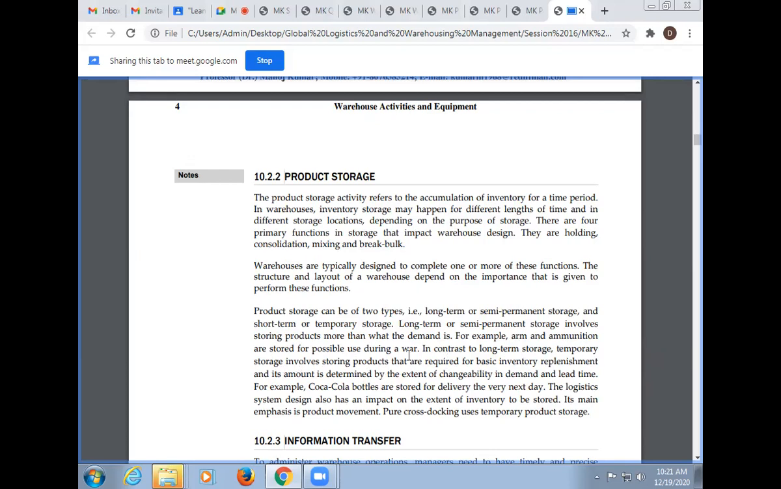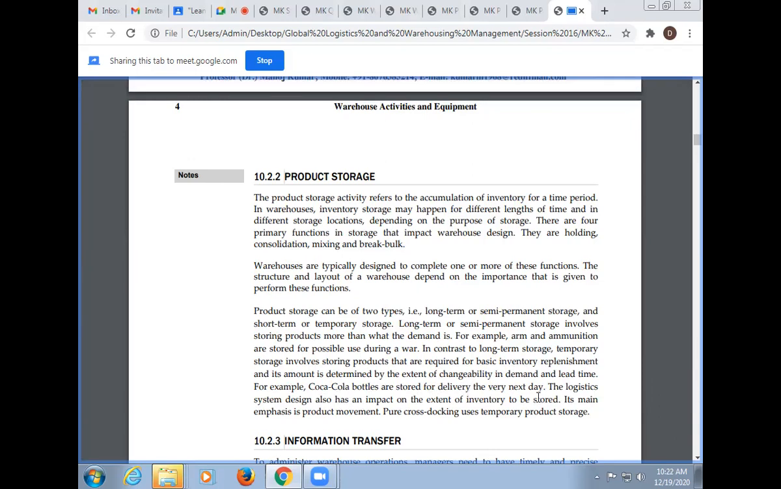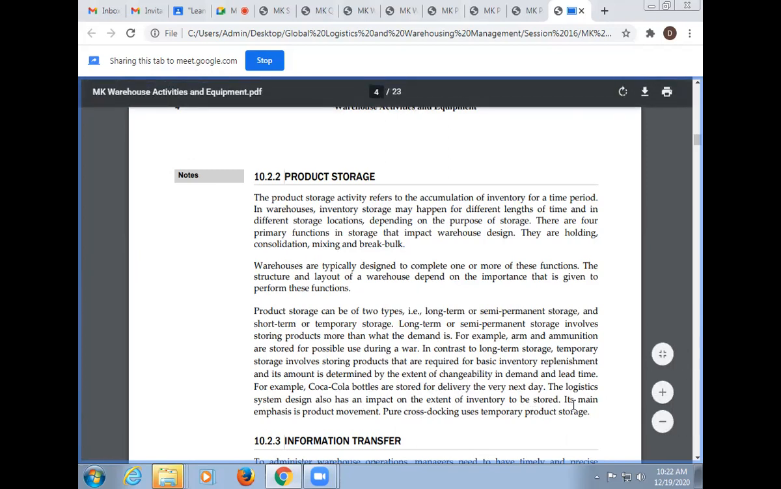During a war. In contrast to the long-term storage, temporary storage involves storing products that are required for basic inventory replacement, and its amount is determined by the extent of the changeability in demand and the lead time. For example, Coca-Cola bottles are stored for delivery the very next day.